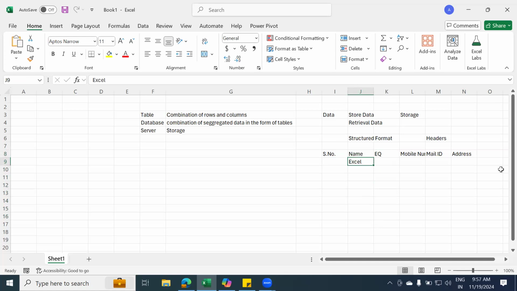Am I correct? So whenever you want to store data, like our friend mentioned, a combination of rows and columns, that is nothing but your table. Table format is a structured format where we store our data. Are we good with this? Now I'll go with a very simple word here, guys. I would mention this as: table is a collection of data. Hope it makes sense.